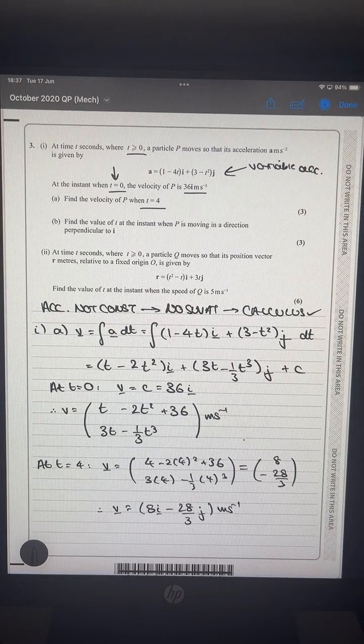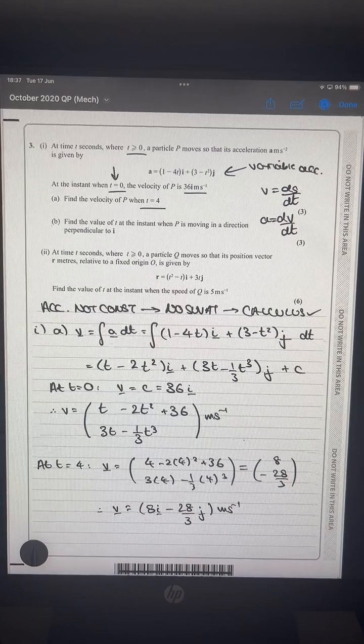And if you know the definitions for them, you know that velocity is the rate of change in displacement, right? So velocity is equal to ds by dt. Acceleration is the rate of change in velocity. So you can see you're going this way, you're differentiating. To go backwards, you just integrate.